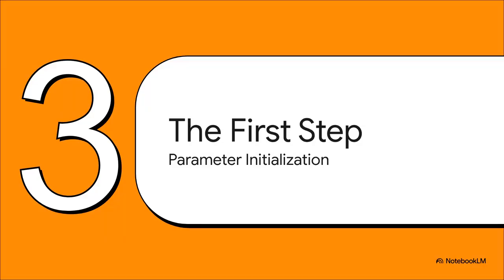Now, before a single piece of data ever touches our model, before any learning can happen, we have to set all those parameter knobs to some kind of starting value. This first step, called initialization, is absolutely critical. It can make or break your training.